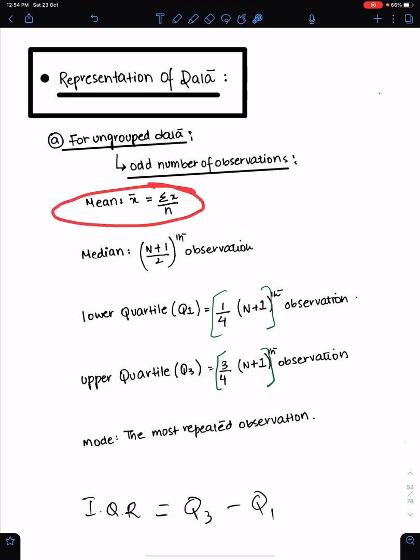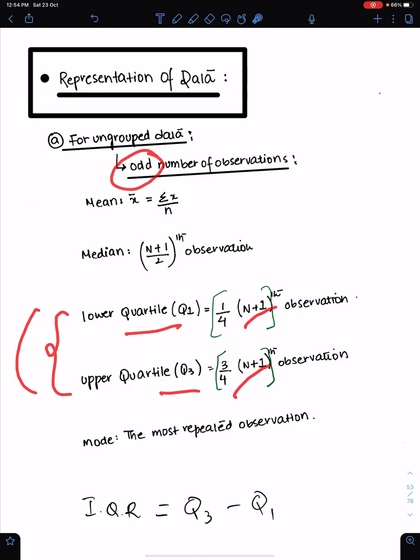The same formula is used for mean, and mode is the most repeated observation. The difference is only these two formulae. When observations are odd in number, we use these two formulae for Q1 and Q3.